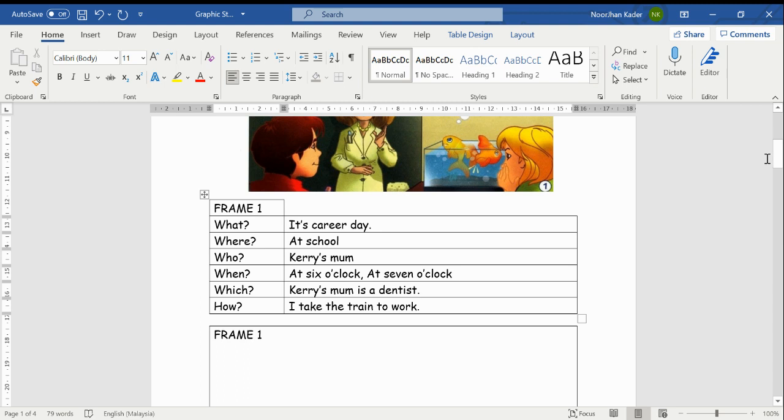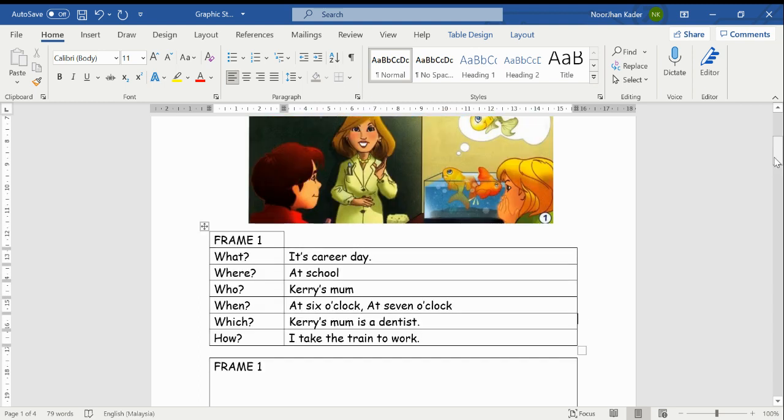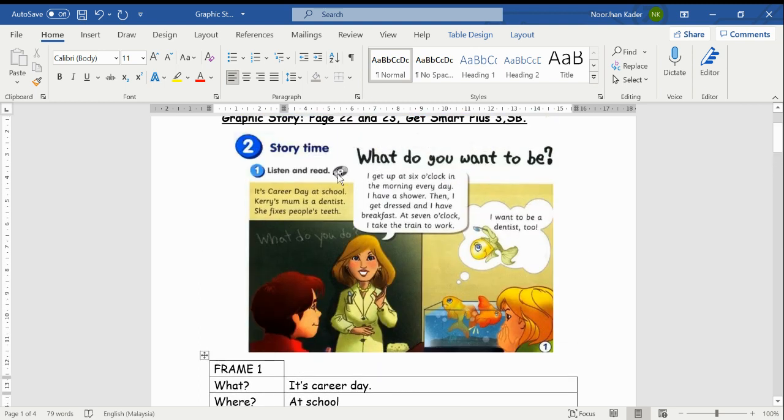Okay, so from here you can see picture frame one. Let's read it again. It's career day at school. Carrie's mom is a dentist. She fixes people's teeth. Okay, so now she talks here. I get up at 6 o'clock in the morning every day. I have a shower, then I get dressed and I have breakfast. At 7 o'clock, I take the train to work.